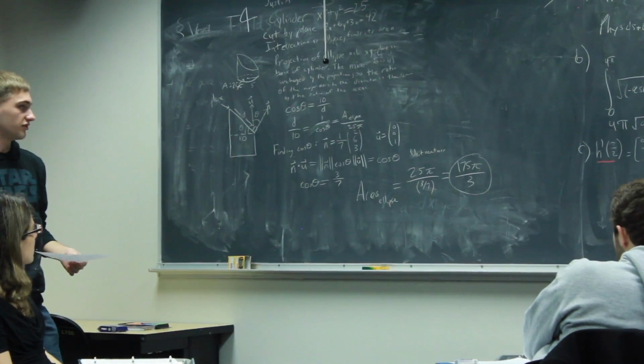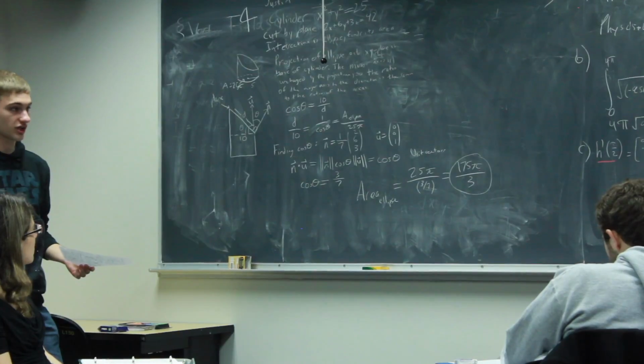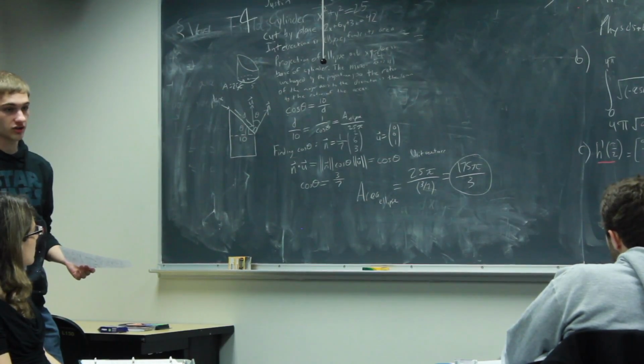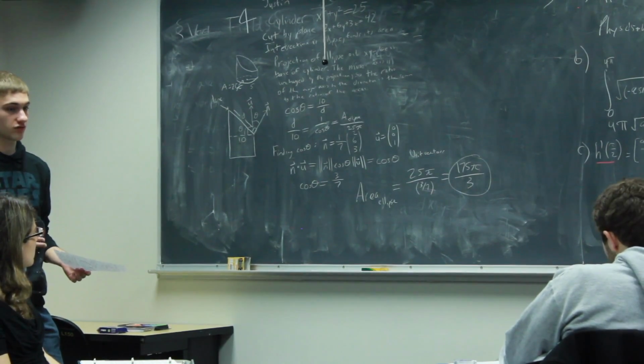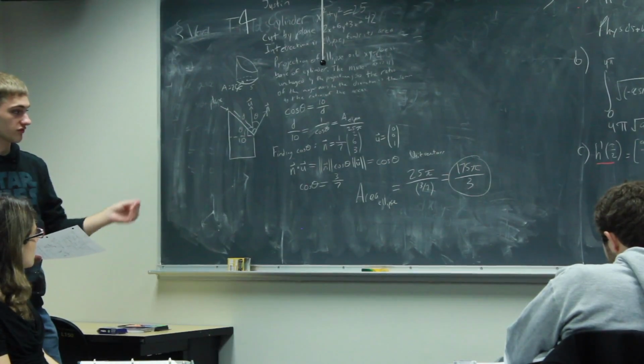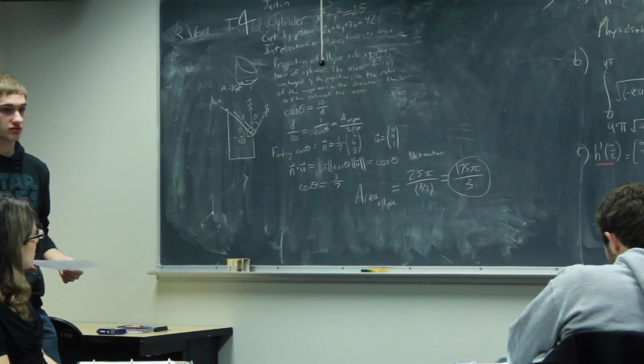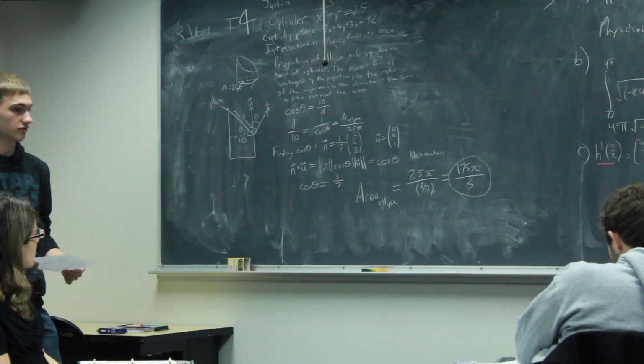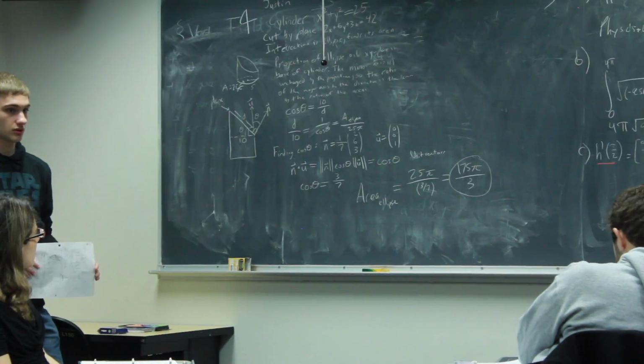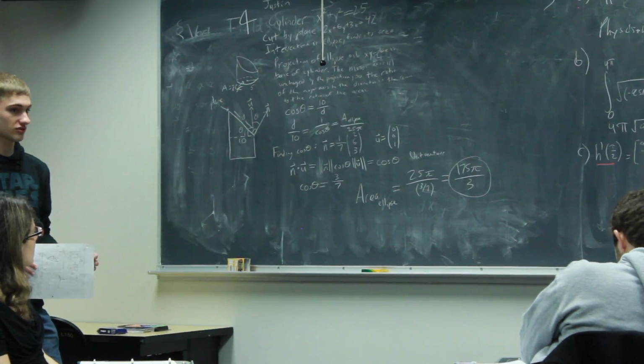So distance over 10 is the same as 1 over cosine, which is the same as the area of the ellipse over the area of the base, which is 25 pi. So you just have 25 pi divided by 3/7. So 175 pi over 3 is the area of the ellipse. And it seems reasonable, I guess.